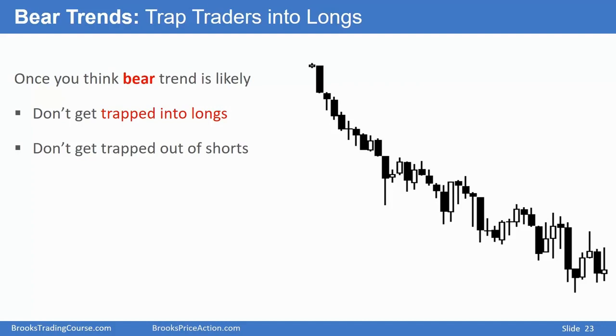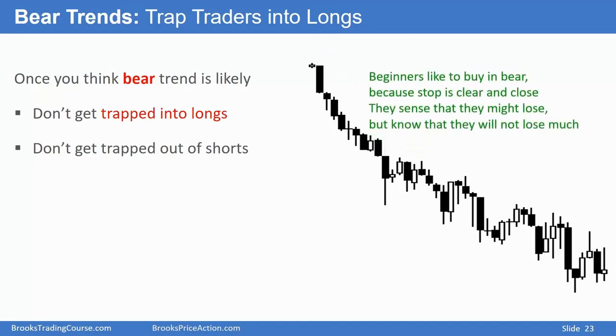And then beginners, they also get trapped out of taking shorts because they keep waiting for bigger pullbacks to sell and they never get short. A strong trend like this traps beginners into longs. They keep buying because they don't want to take trades where the stop is far away, and they never short because they know the stop is way up here and they don't want to risk that much. Only focusing on risk and ignoring probability, you will lose money.